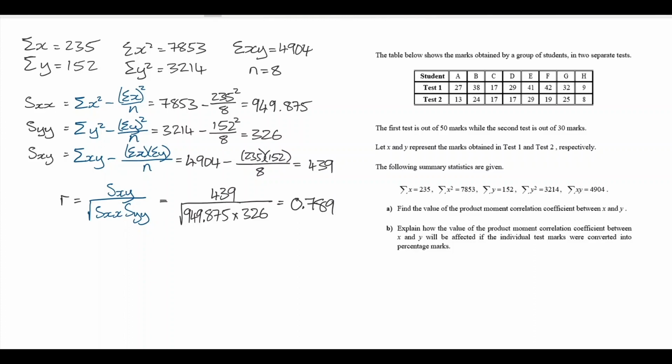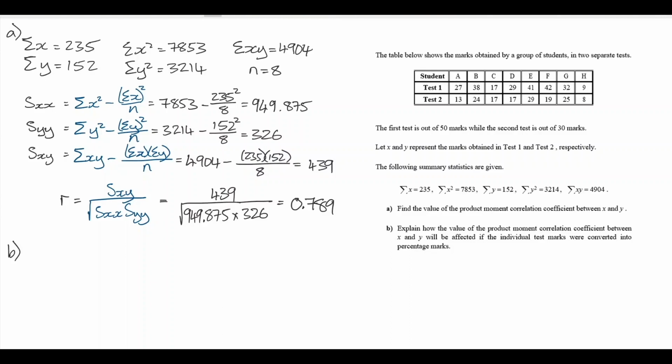In part B of the question, we're asked to explain how the value of the product moment correlation coefficient, the value of the PMCC between X and Y, will be affected if the individual test marks were converted into percentage marks. So rather than being a raw score out of 50 and a raw score out of 30, if we change them both into percentages, how would that affect the PMCC?